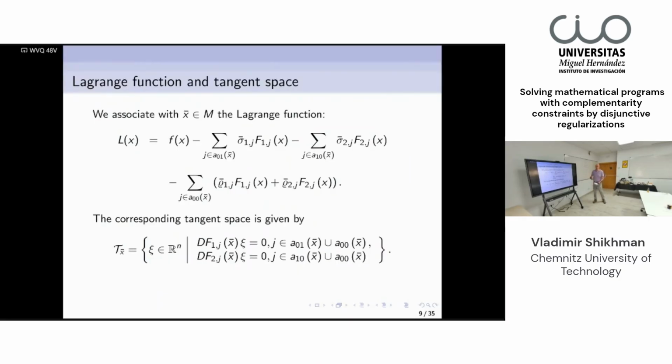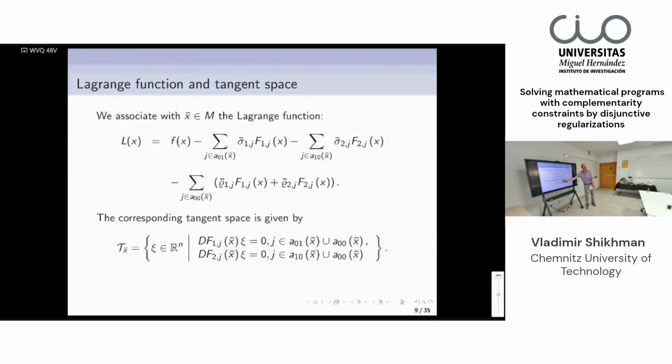So we need to define the Lagrange function in the usual way: the function minus the linear combination of the constraints. Here you have two constraints depending on the point. You have the tangential space. Because of LICQ, the tangential space has dimension n minus the number of active constraints. So all these gradients are linearly independent, from LICQ.